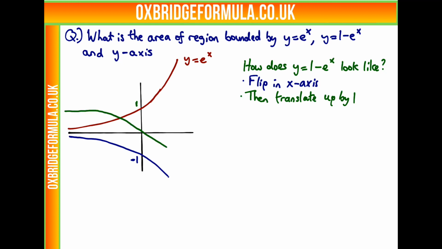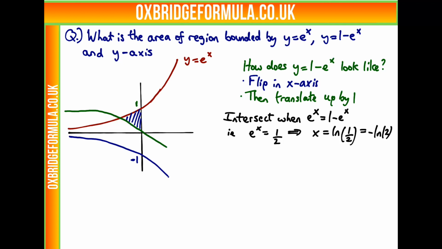And we want the region enclosed by these three: this red line, this green line, and the y-axis. So we want this region exactly. Okay, and so how do we work out when this intersects? Well, they intersect when e to the x is equal to 1 minus e to the x, i.e. when e to the x is equal to half, and then taking logs means x is equal to minus log 2. So this is our intersection point, and we want to work out this blue shaded region.